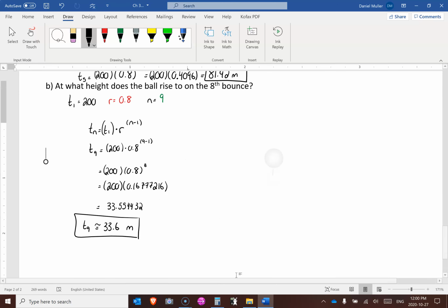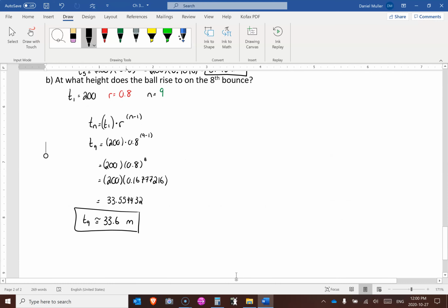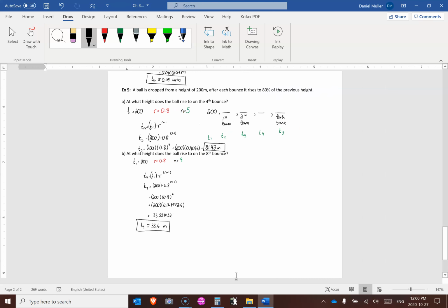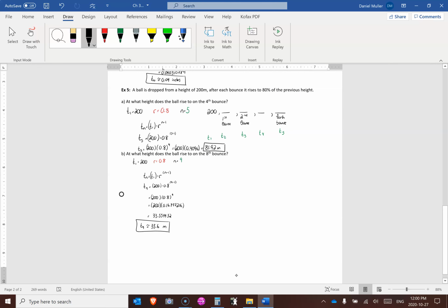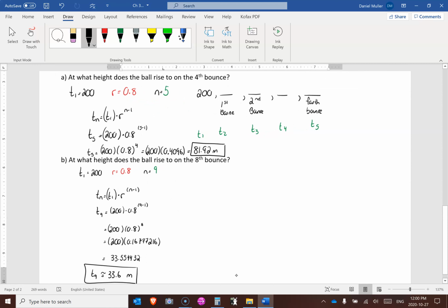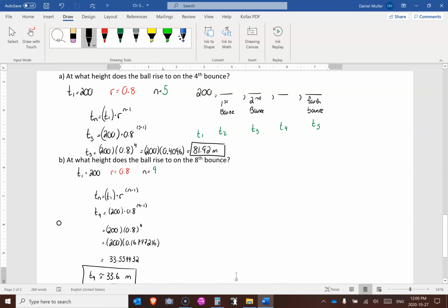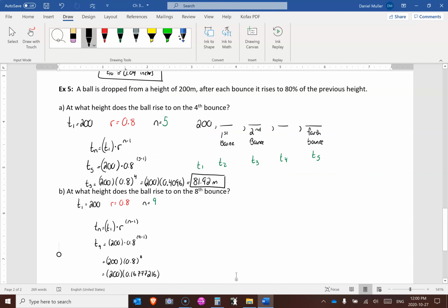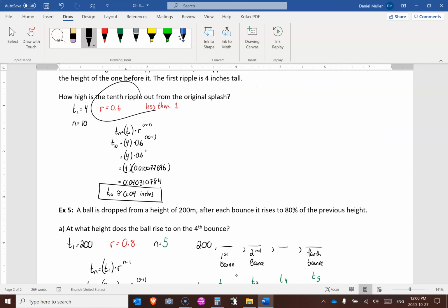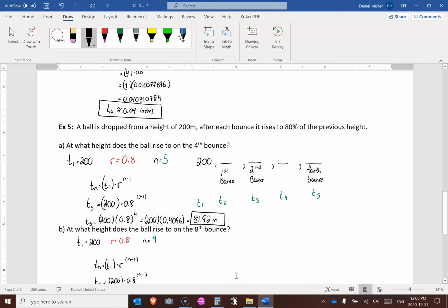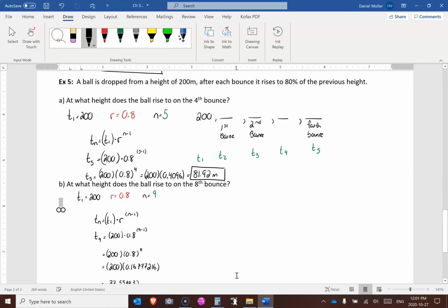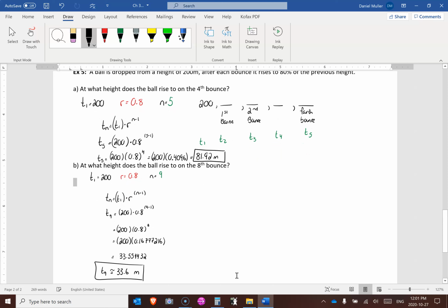So these are a couple of questions. What's a little more complicated is setting it up in terms of your bounce. Your eighth bounce doesn't necessarily mean your eighth term, it means your ninth term. Other than that, it's relatively straightforward. Maybe your r can be a little confusing: 80% is 0.8, and 60% is 0.6. Anyways, that is it for this video. I think after this we're doing sums, so let me zoom this out. We're going to go back to series.